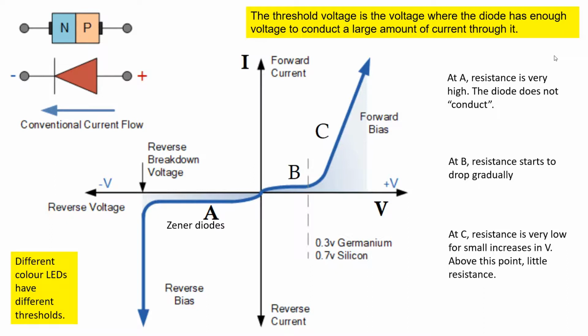So the definition of the threshold voltage at the top of the slide: the threshold voltage is the voltage where the diode has enough voltage to conduct a large amount of current through it. And if you look at the bottom left, different color LEDs have different thresholds. This is to do with the photoelectric effect. Now, the conventional current flow, if you follow the direction of the triangle where the tip is going towards the left, that will be the direction of the current flow, so from positive to negative.